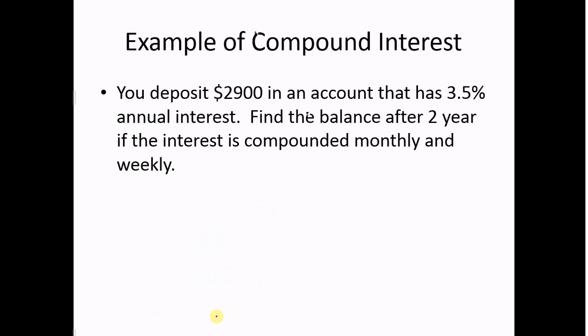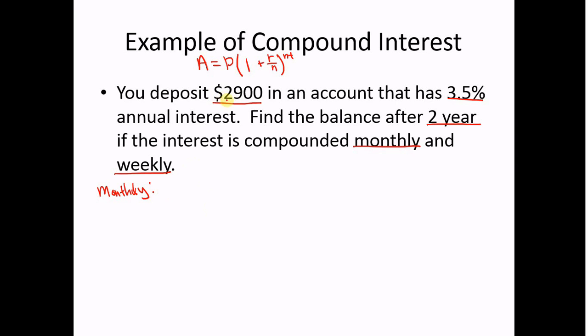So let's try this out. I'm going to deposit $2,900, so I'm going to underline that, in an account that has 3.5% annual interest. I need to find the balance after 2 years if my interest is compounded monthly and weekly. So I'm going to try one monthly, one weekly. Let's do the monthly one first. So I'm going to set up my formula. Remember, it's A equals P, 1 plus R over N, to the N times T.